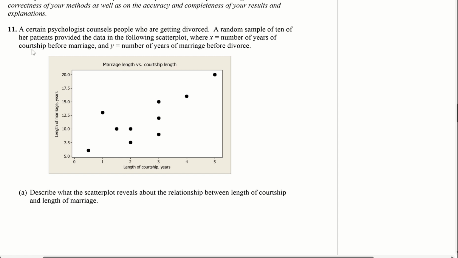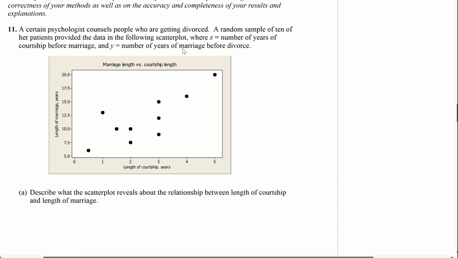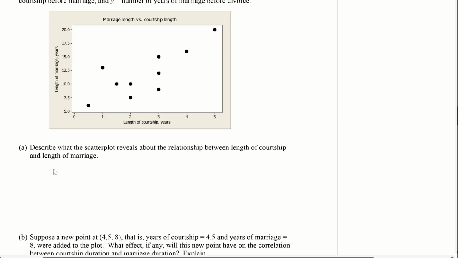All right, so it says X is the number of years of courtship before marriage, Y equals the number of years of marriage before divorce. So here's our scatter plot. Describe what the scatter plot reveals about the relationship between the length of courtship and the length of marriage. So in other words, they're asking you to describe the scatter plot. When you describe a scatter plot, you want to talk about strength, direction, form, and unusual features, right? DFSU: direction, form, strength, unusual features. These are the things you need to talk about.